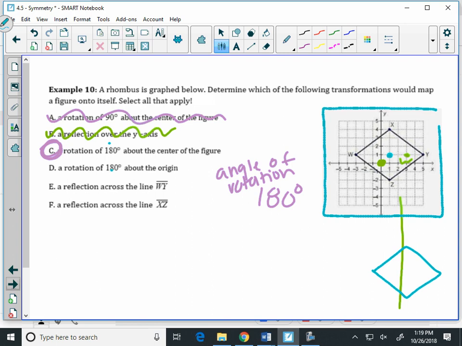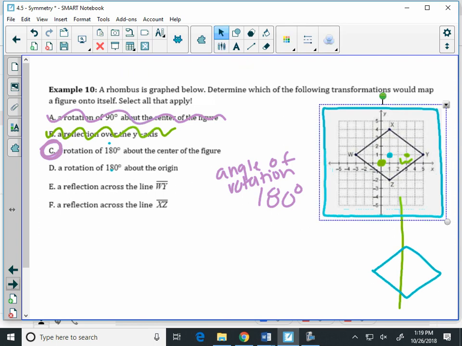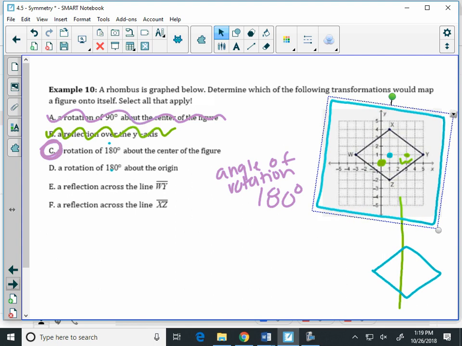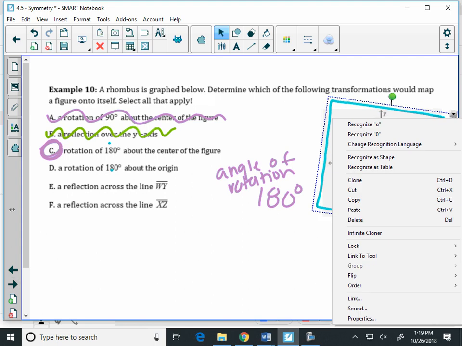I'm going to turn my graph. If you notice, I don't think that's going to work. Okay, sorry. I'm going to turn this. Nope. That didn't work. I'm sorry.